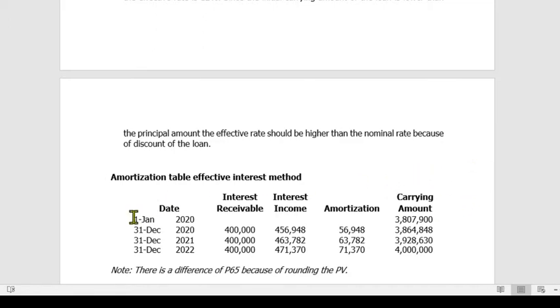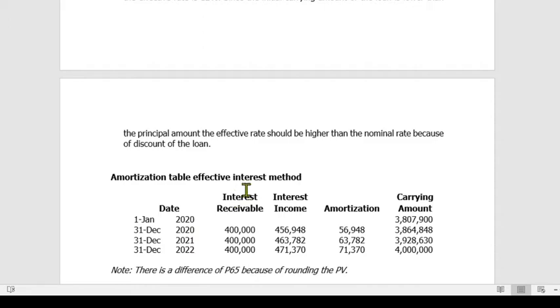Okay. On January 1, 2020, kung kailan ginrant yung loan, nag-compute tayo kanina ng initial recognition of the loan is 3,807,900. So, yun ang carrying amount. Wala ka pang interest receivable dyan kasi grant pa lang ng loan, interest income wala, amortization wala at January 1, 2020. Okay, for December 31, 2020, mayroon ka na dyang items dahil nakalipas na ang isang taon.